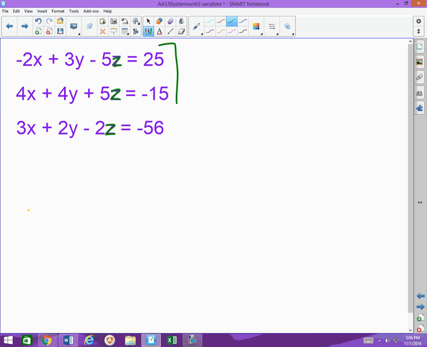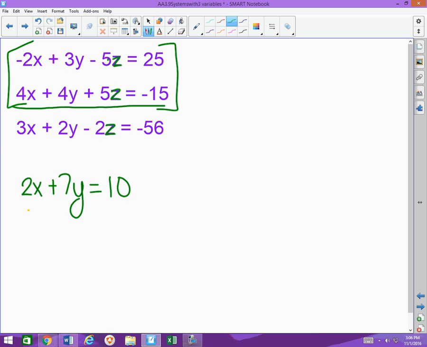And the first time we're going to combine those two equations, because one's a negative 5 and the other one's a positive 5. So if we just draw our line and combine them, you would have 2x plus 7y equals 10. To eliminate z a second time, you're either going to have to combine first and third or second and third. And let's see, let's go second and third.